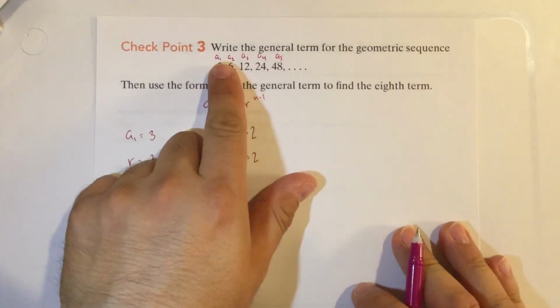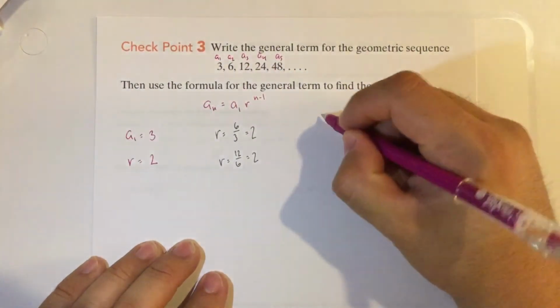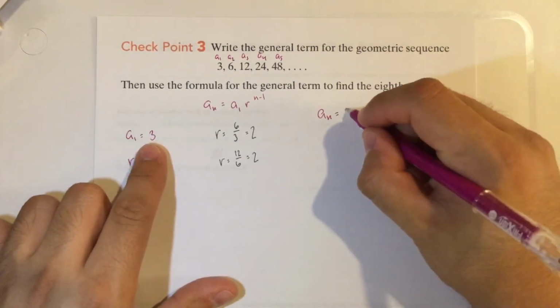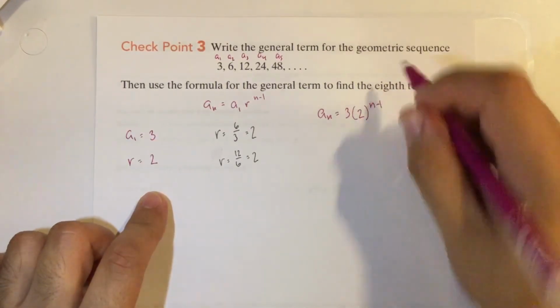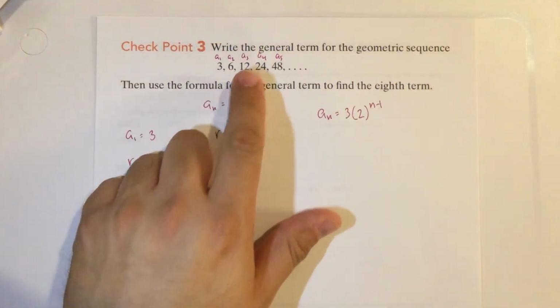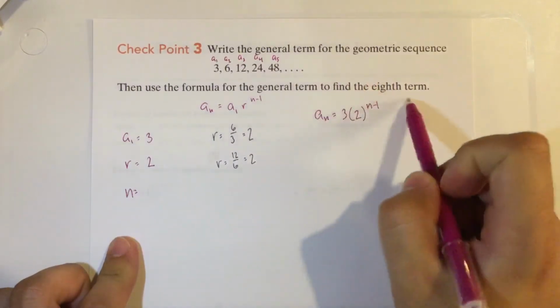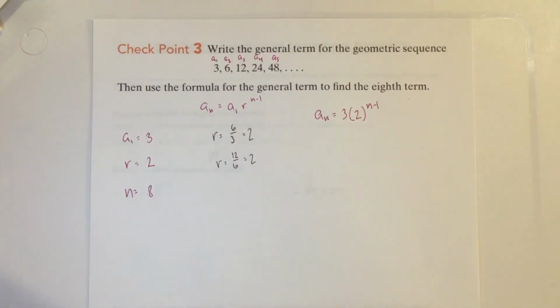So if it says write the general term for the geometric sequence, let's write the formula first. The formula is going to be a sub n is equal to my first term, 3, times parentheses, 2 raised to the n minus 1. Now, after we come up with that, it does say to find the eighth term, so I'm going to write 8 in place of n. So now we know n is 8. So last, we are going to set this up and solve it.